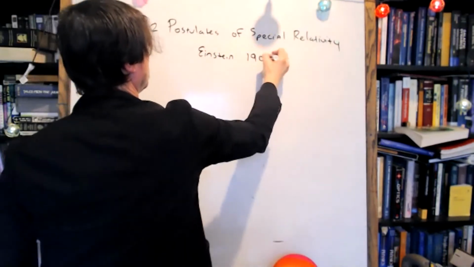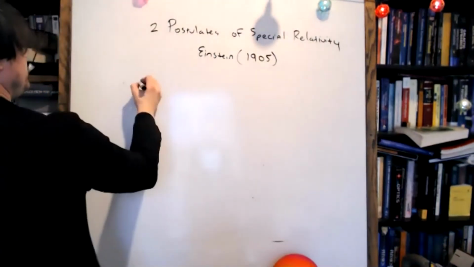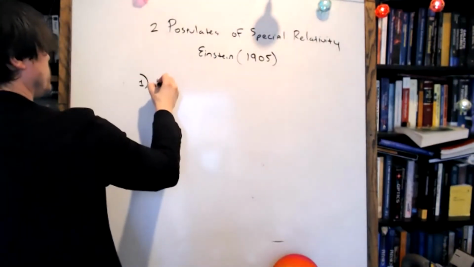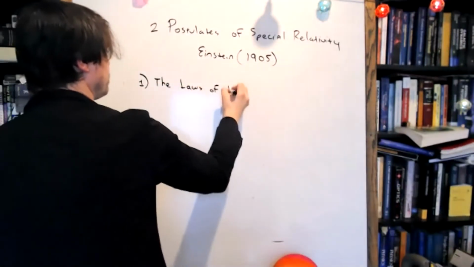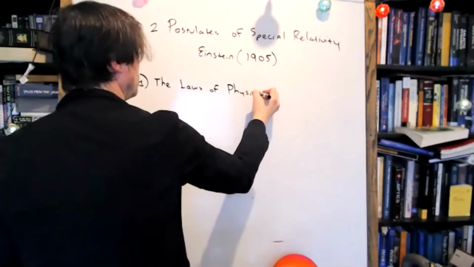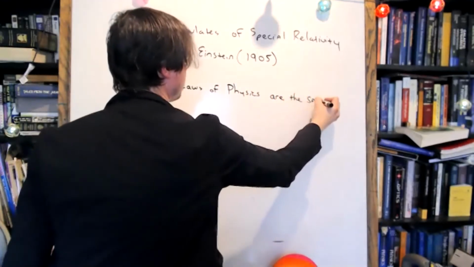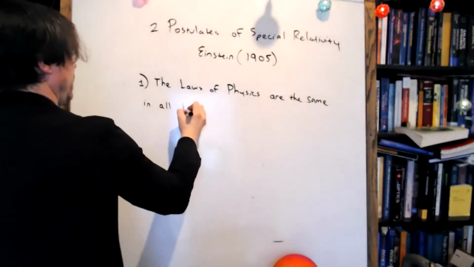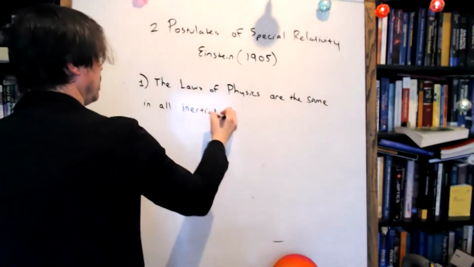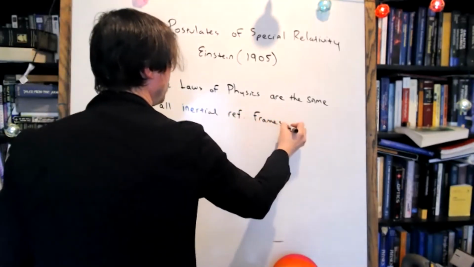Einstein published them in a newspaper in 1905. The first rule goes like this. The laws of physics are the same in all inertial reference frames.